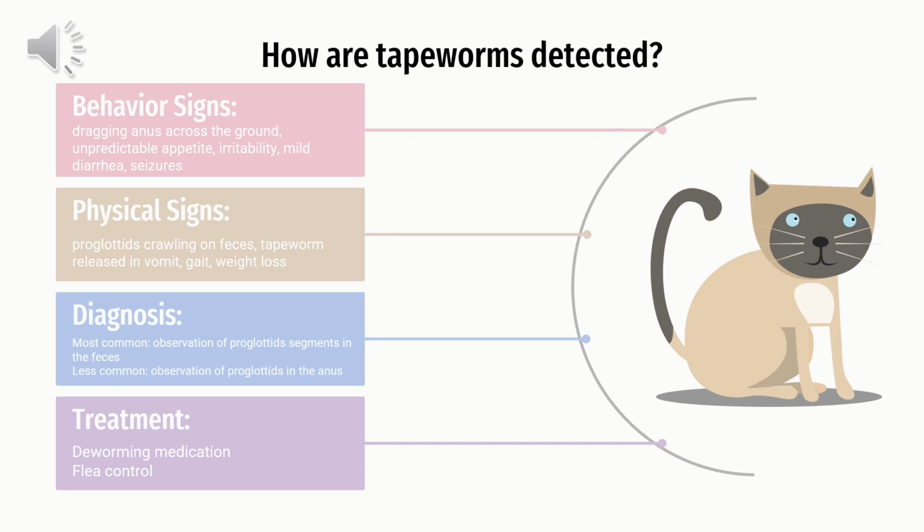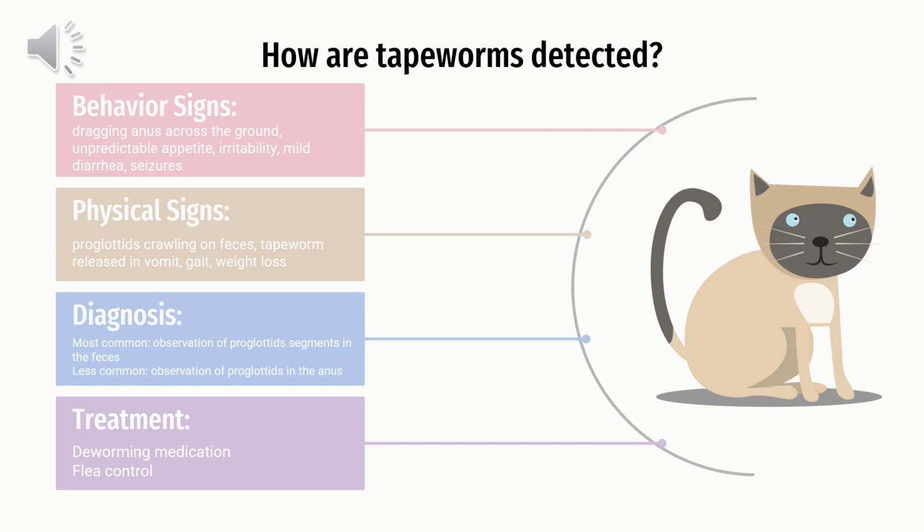All cats suffering from tapeworm infection will have proglottid segments that are released in their feces. This is also the most common way of diagnosing tapeworm infection. Less commonly, the tapeworms can be seen moving in the anus, or they may be released in the vomit. If the infection gets too bad, they will cause the cat to exhibit a gait or even weight loss that may at first look like weight gain.